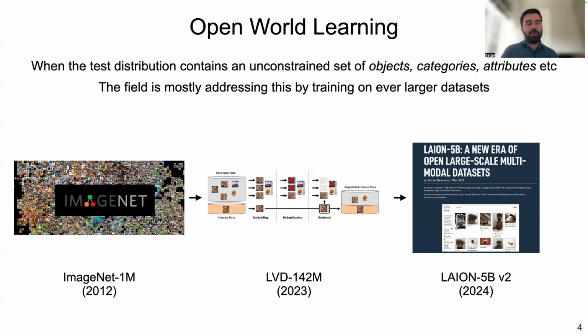So back in 2012, when AlexNet came out, ImageNet was by far the biggest image classification dataset, and it was seen as the largest scale at which we could train these models. Then DINOv2 a couple of years ago was trained on LVD-142M, so a 100x increase in the size of the dataset. And now the largest image-text datasets like LAION-5B are billions of images in size. So as I said, most of the community is tackling this problem of open world learning, where you want to encounter a broad set of object categories and attributes, etc. at test time by just training on larger and larger datasets.